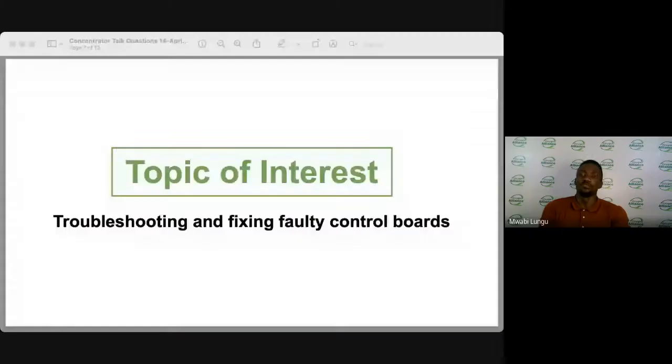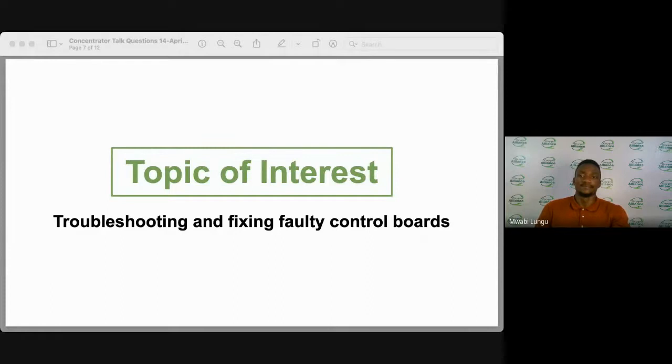Hey, great. Right, so we'll take a slight diversion, as we normally do, from our questions, and we'll now jump on to the topic of interest. As I mentioned at the beginning, today we'll be talking about troubleshooting and fixing problems that have to do with the control board. So George is going to take us through that explanation.